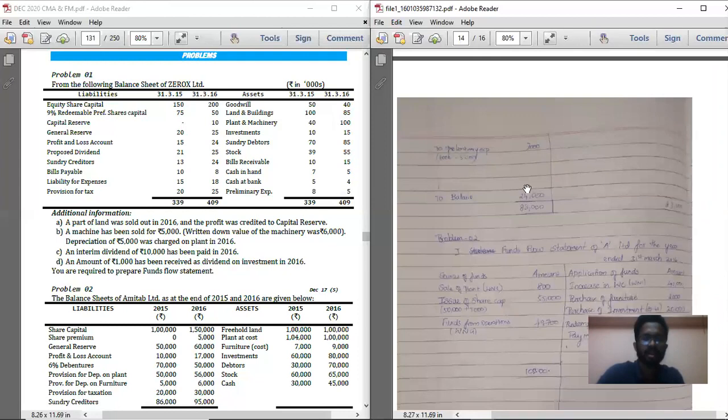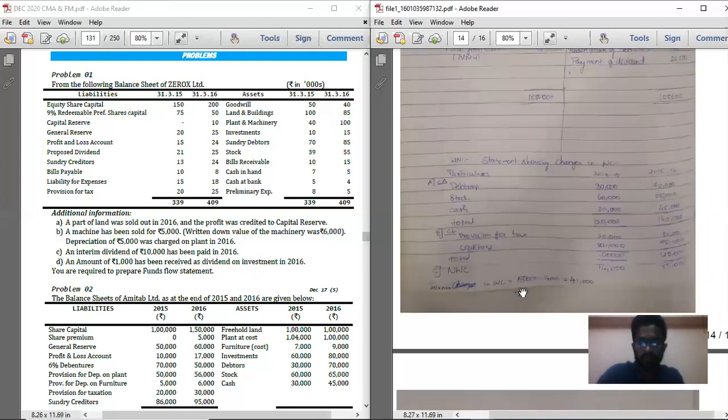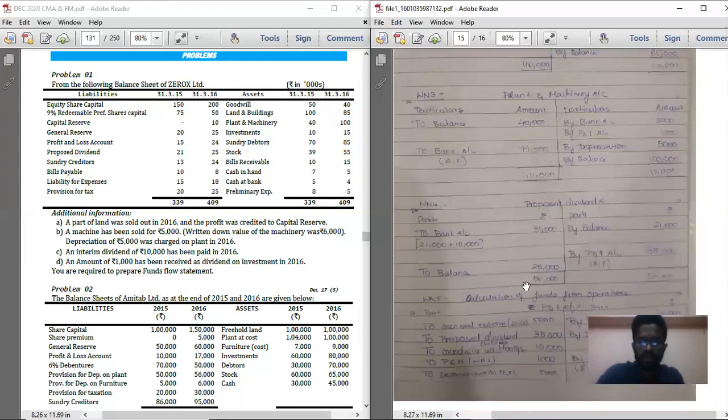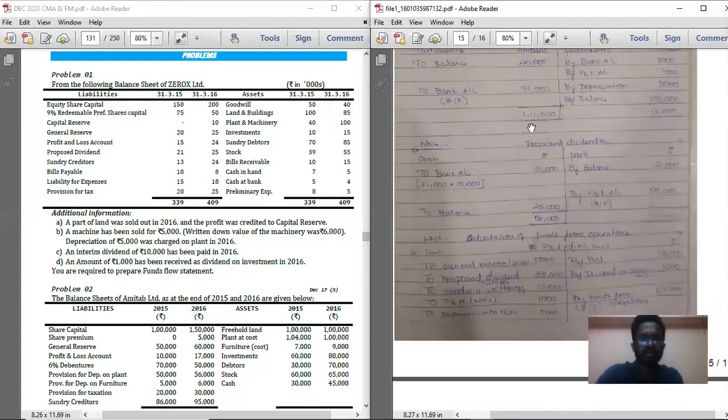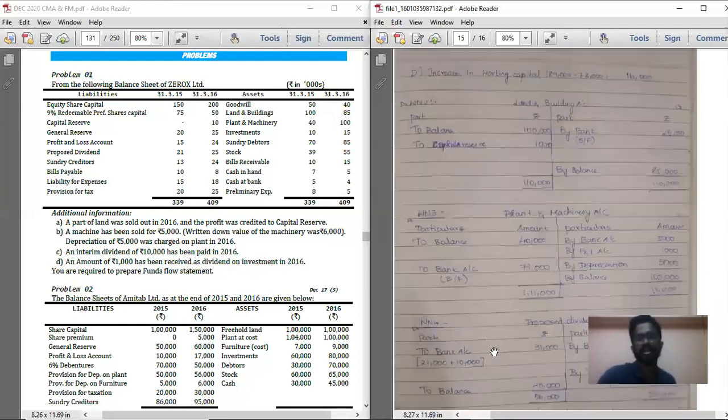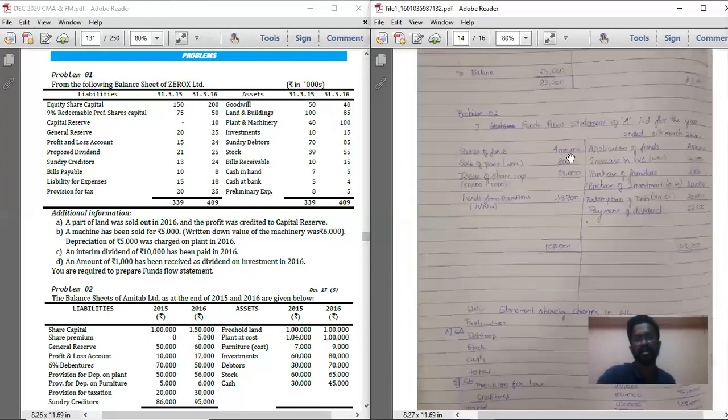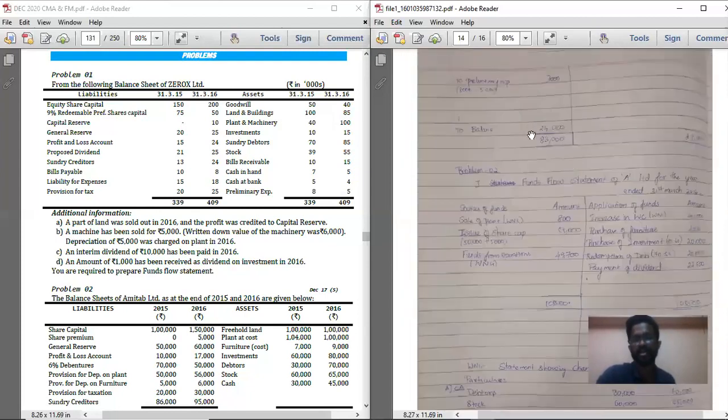Now total the debit side: 5,000 plus 35,000 plus 10,000 plus 1,000 plus 5,000 plus 3,000 plus 24,000 closing balance. You are getting 83,000. Debit side total is 83,000, and bring that to the credit side. So in the profit and loss adjustment account, the debit side total is 83,000. The credit side also totals 83,000.